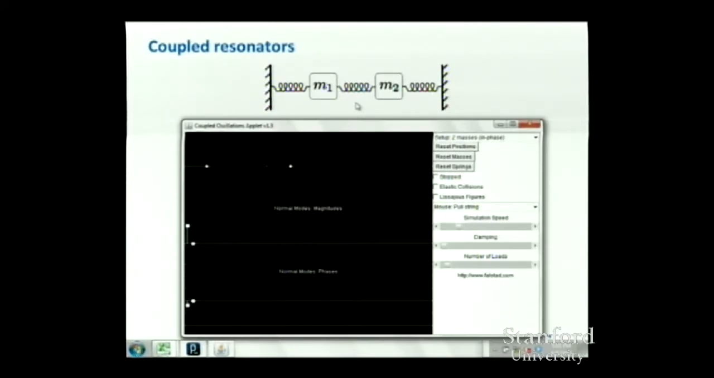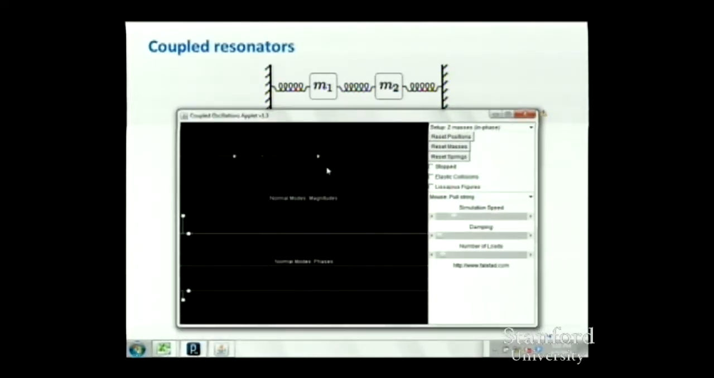Now it turns out when you have a system like this with two coupled resonators, instead of having one resonant frequency, there are actually two resonant frequencies, or two normal modes. What you're seeing simulated here is the in-phase mode, where the two masses are moving together. And now I'm switching it to the anti-phase mode, where they're always opposite. Those two modes are both resonant frequencies at which the system absorbs energy very efficiently.